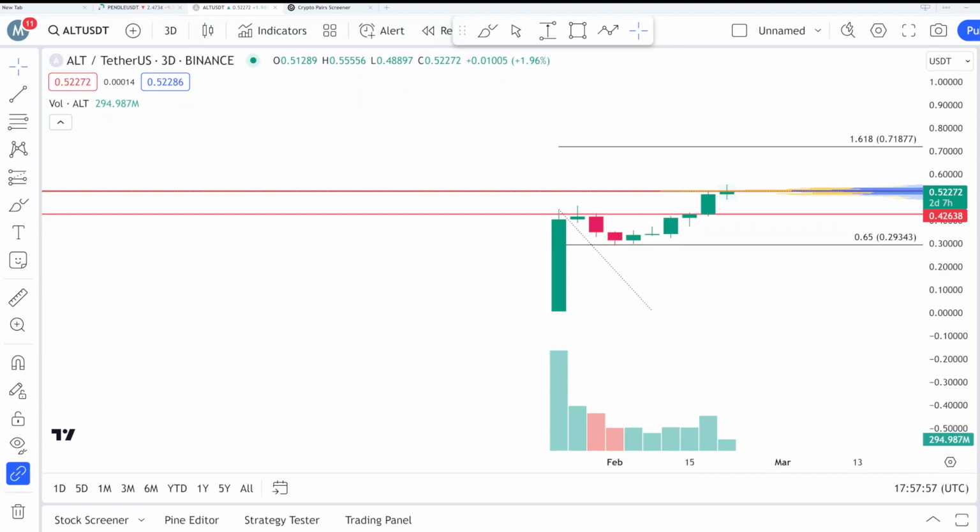Today's update: guys, this coin is performing very well and outperforming the whole market and the whole new listing on Binance, and this is the 3-day frame. We will talk about this in detail. Should we hold, and what should be the target for Altlayer?